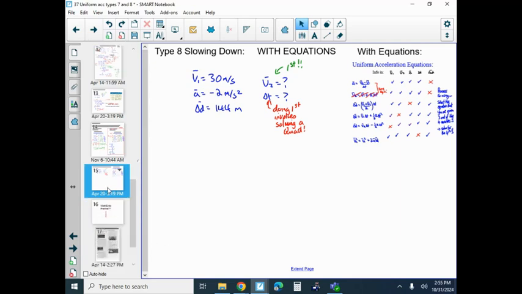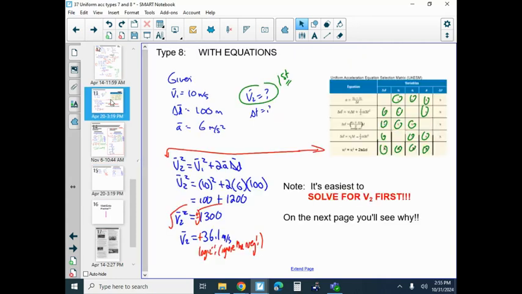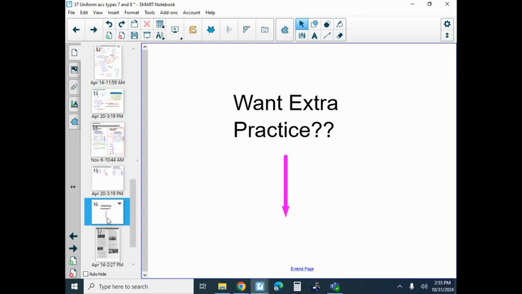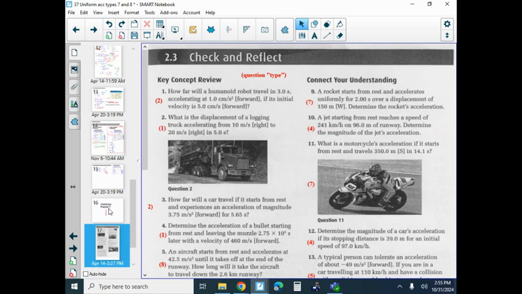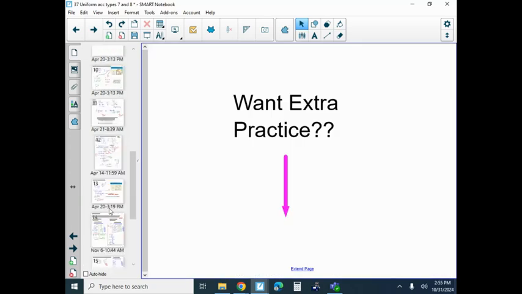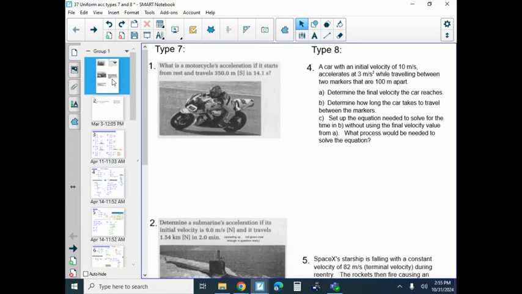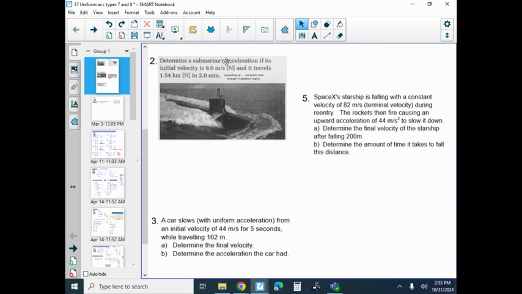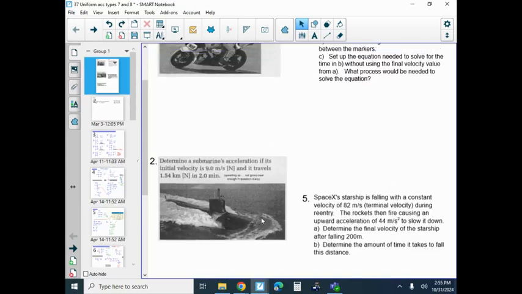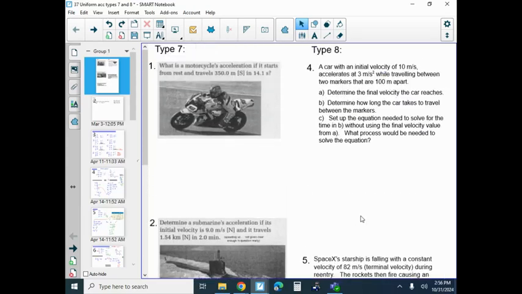Slowing down case is going to be the same kind of thing. It doesn't really matter with equations, so I'm just going to leave it at that. And there are extra questions down here that I've been pulling from. Some of those you've already seen. Up here, I gave 3 of the type 7 because this one starts from rest, and ones that start from rest tend to be a little bit easier. I don't want you to just think they're always that way. So I've got a speeding up and a slowing down version of type 7 and a speeding up and slowing down version of type 8.